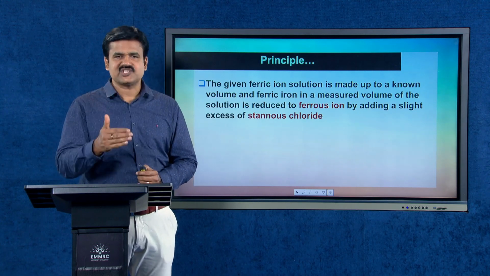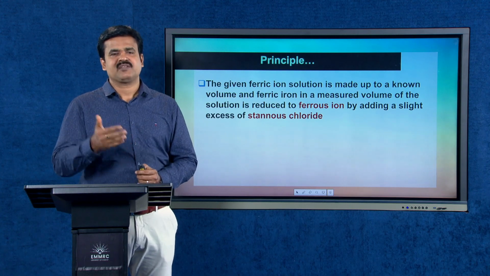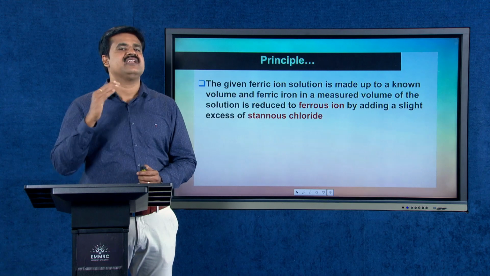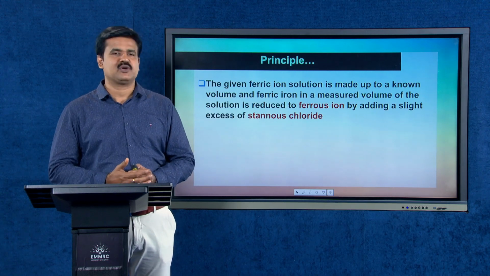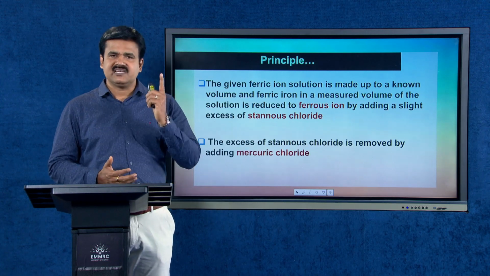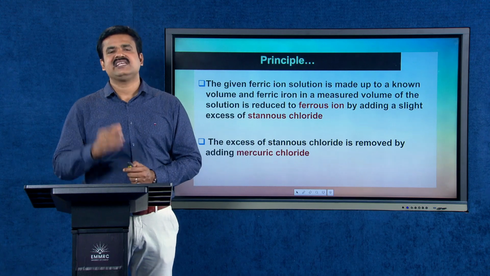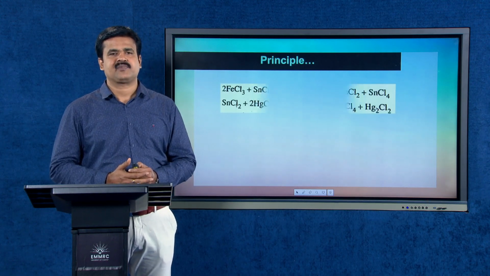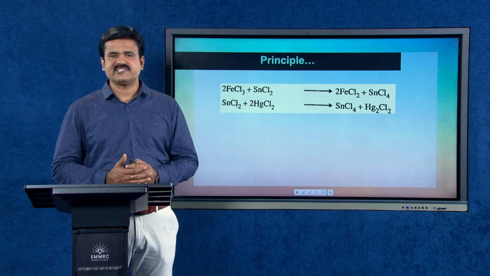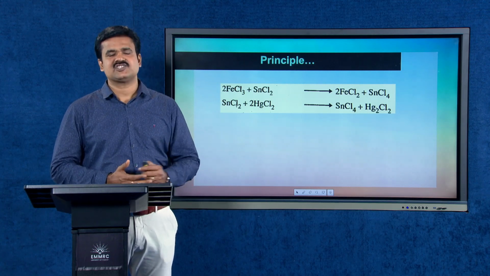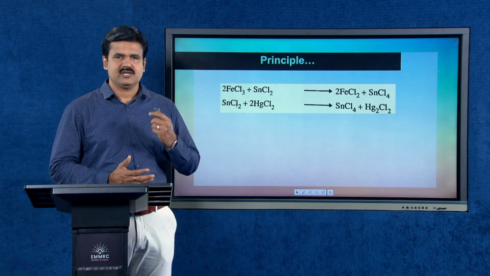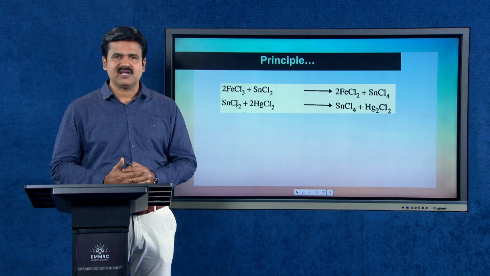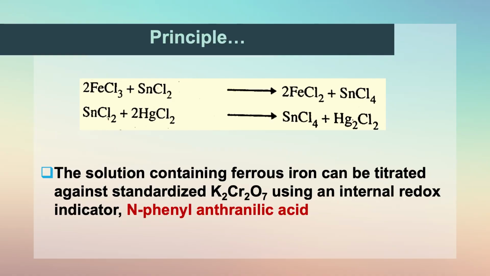So, the given solution contains Fe3+ ions. First of all, you have to reduce it to ferrous ion by using SnCl2 and then perform the oxidation with the potassium dichromate. The excess of stannous chloride is removed by using mercuric chloride. Now, these are the equations responsible for the reduction of ferric ion present in the solution using SnCl2 and removal of SnCl2 by using HgCl2.